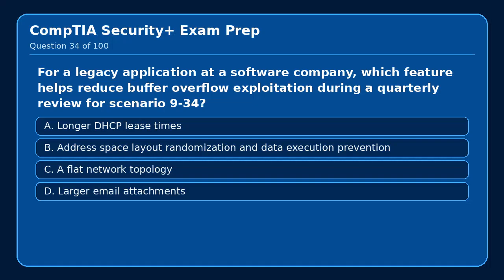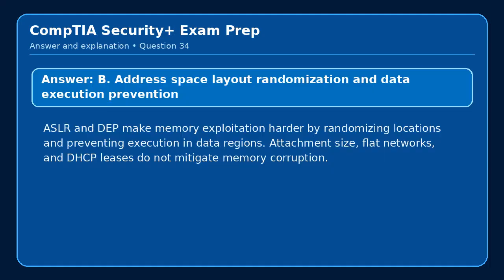Question 35. A public site for a call center is overwhelmed by traffic from thousands of sources. Which mitigation is strongest while preparing a remediation plan for scenario 9 to 35? A. Move all backups to the web server. B. Use DDoS scrubbing or CDN-based protection. C. Publish database credentials for transparency. D. Disable MFA for administrators. Take a moment to choose your answer.